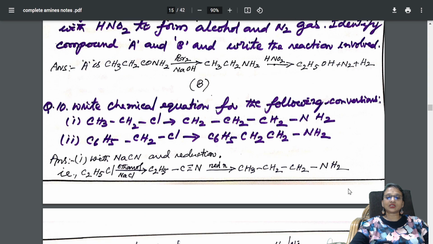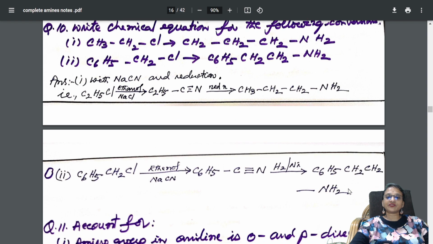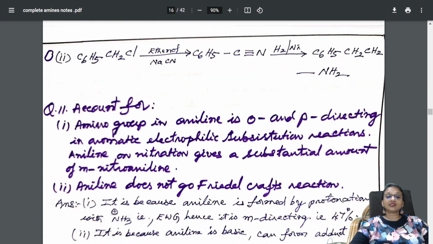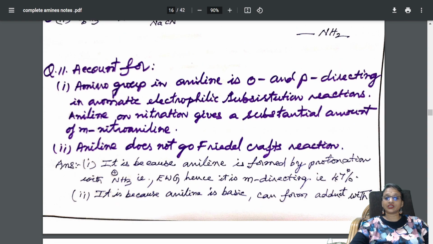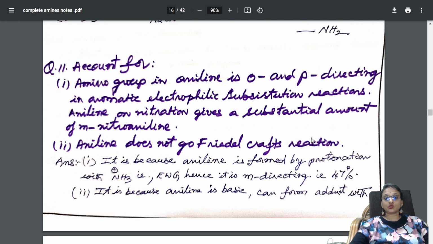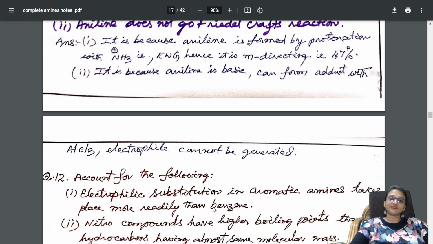Gradually, I took you into the conversions factor. Done. Again, I'm mentioning, students, every line of NCERT is already explained for amines. So here in this question, I have taken account for the following group. Account for the following: amino group in aniline is ortho-para directing. In aromatic electrophilic substitution reactions, aniline on nitration gives a substantial amount of meta-nitroaniline. Why is it forming the meta-nitro product? Like that, reasoning questions also, how to answer also I have given.